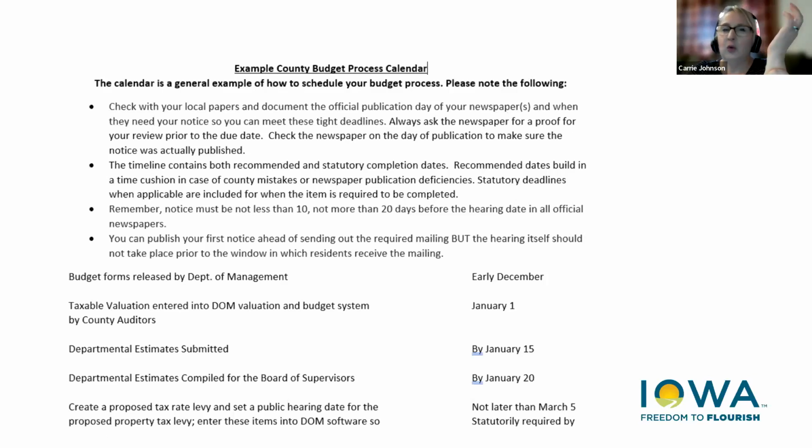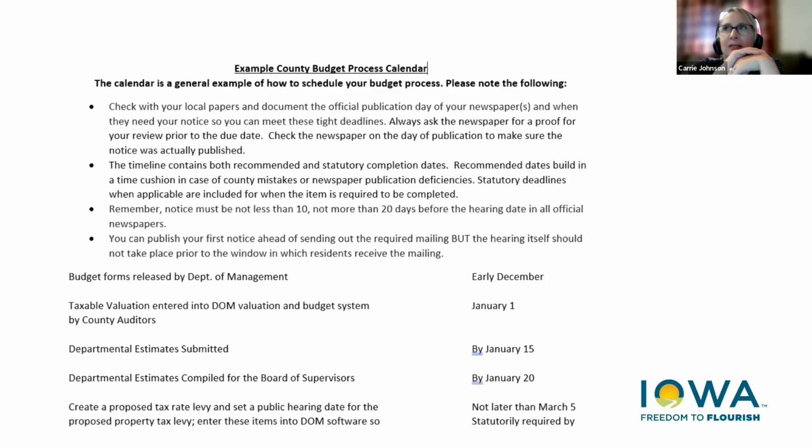You've got to check with your local papers and know, okay, when do we need to get publication information to you in order to meet what publication time frame? What needs to happen, because that's going to vary depending on your newspaper and their requirements. Our example here includes recommended dates, like this is what we advise, versus, okay, this is what we advise, but it has to be done by this, right? So keep those in mind.